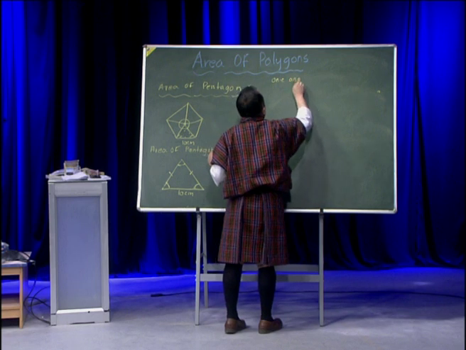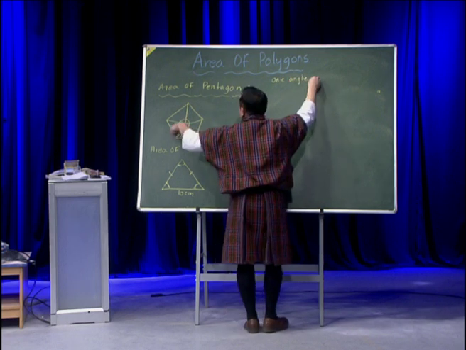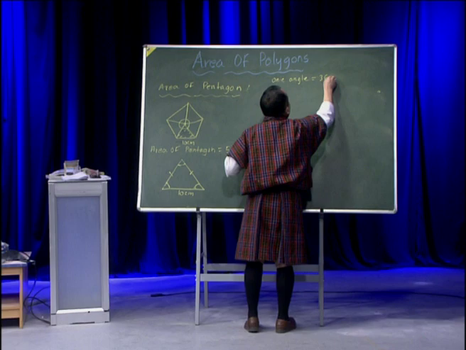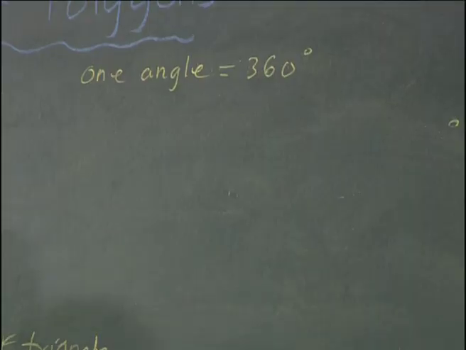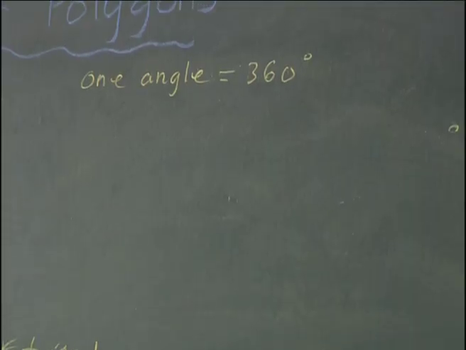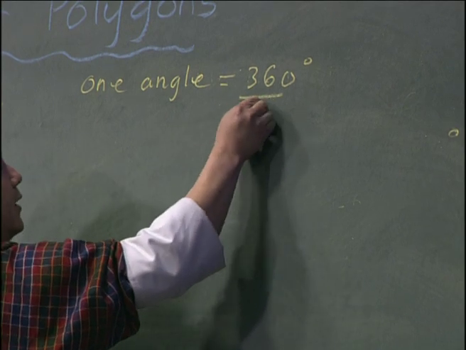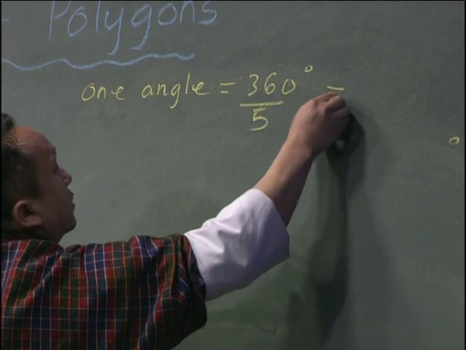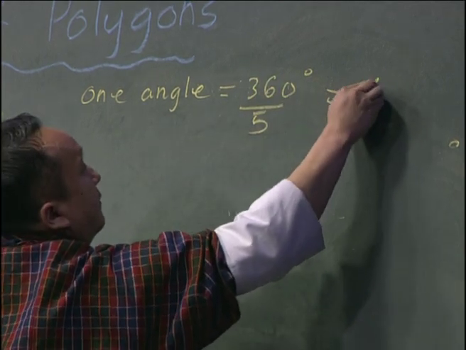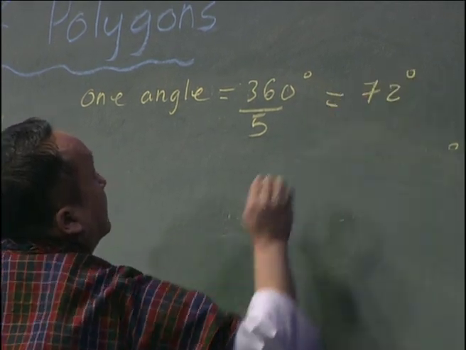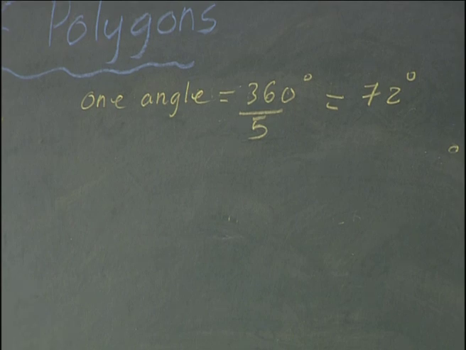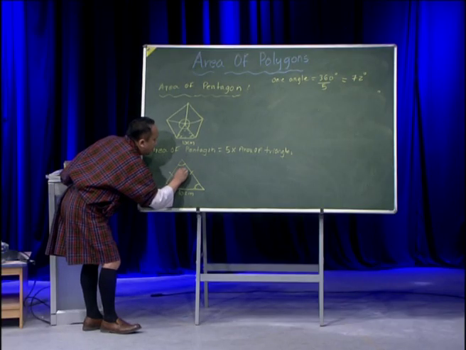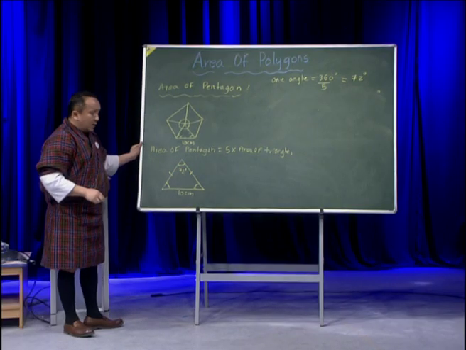So let me write: one angle is equal to, the sum will give us 360 degrees, and how many equal angles are there? 5. So you divide by 5. 360 divided by 5 will give us, 7 5s are 35, and we have 2, so we have 72 degrees. Therefore this angle is 72 degrees.